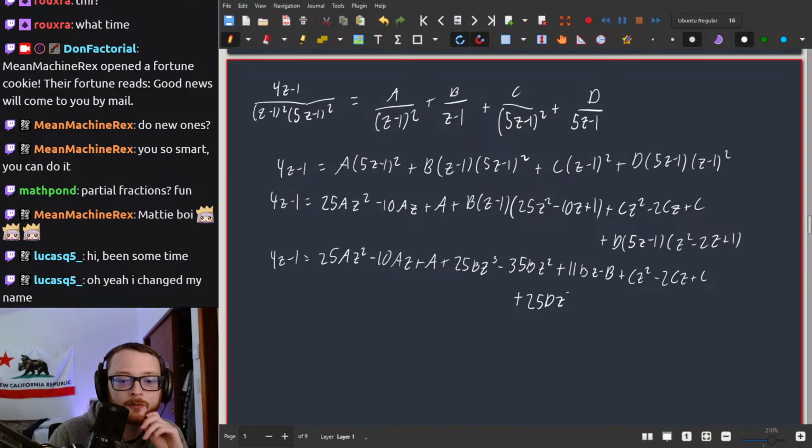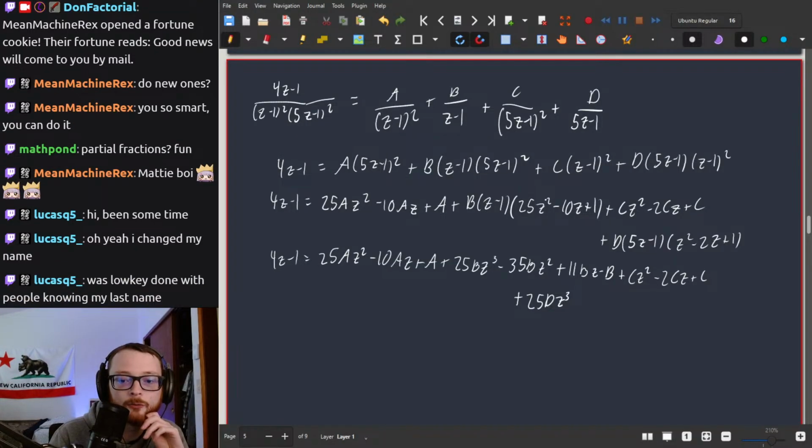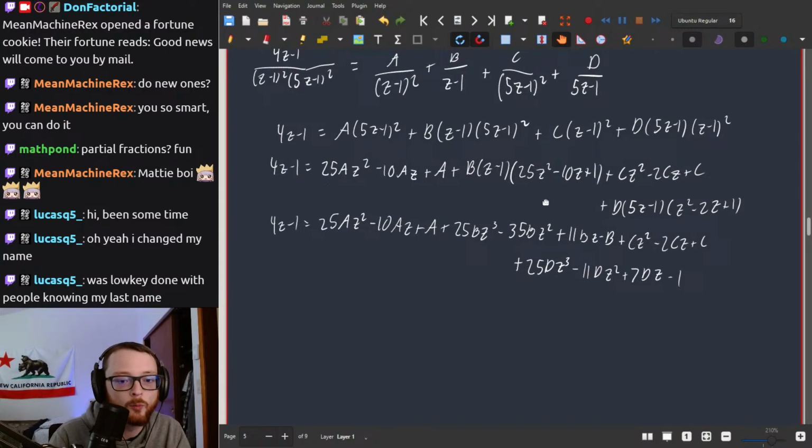Get a 25dz. Is this the same math as before? No, it's not. Damn. Okay, so for squareds, we get a minus 10z squared. We get a minus 1. 5z, 7z, and a minus 1. Okay, I did those right, because I really don't want to put any more work into it.